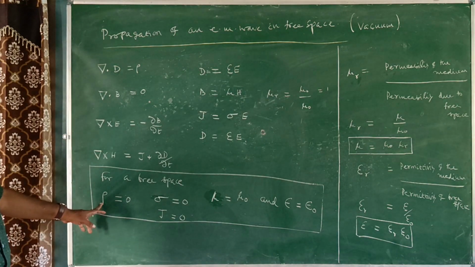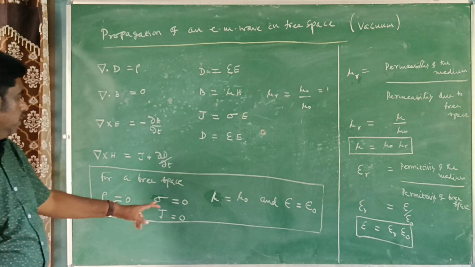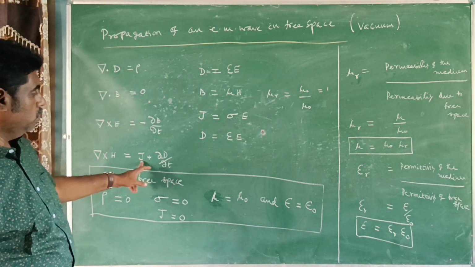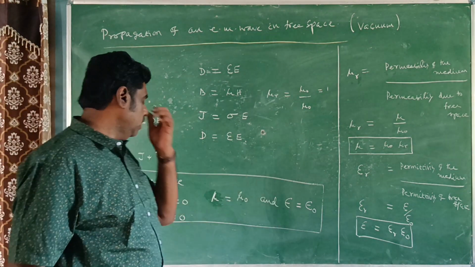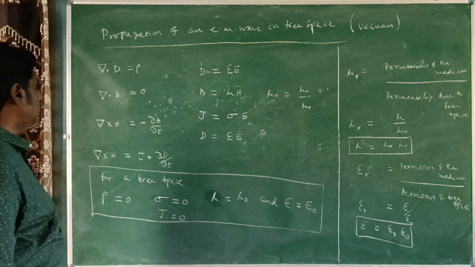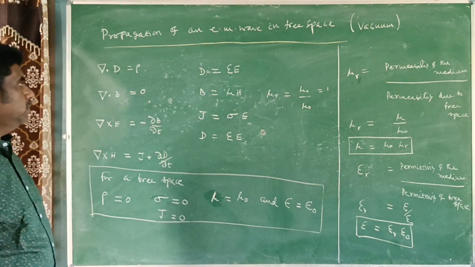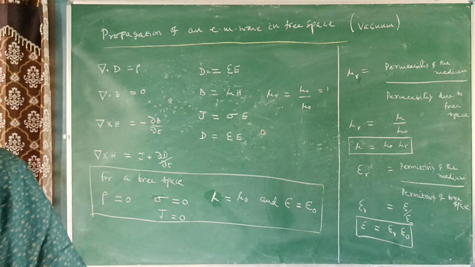Rho equal to 0. Then sigma equal to 0. Then automatically J equal to 0. Mu is replaced by mu naught and epsilon is replaced by epsilon naught. Now we have to write Maxwell's field equations for free space.